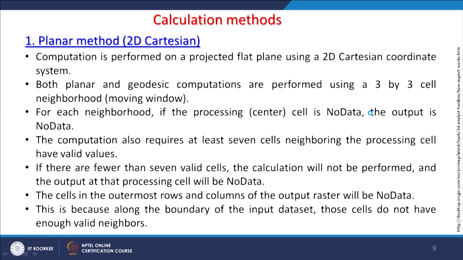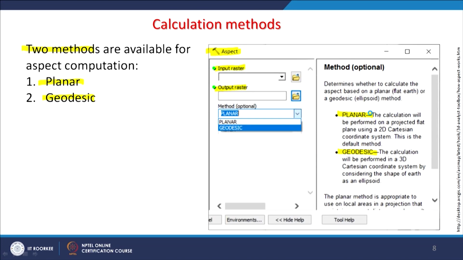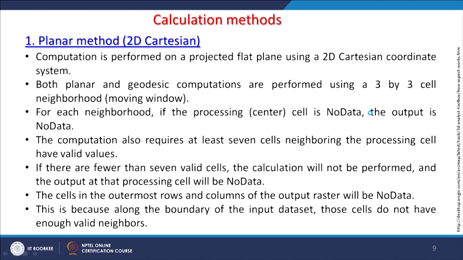So, what these will do, as you know also, the planar method is for 2D Cartesian and the other method, that is your geodesic method, is for 3D Cartesian. So, let us go for the 2D Cartesian discussion of the planar method, that this computation is performed on a projected flat plane using a 3D Cartesian coordinate system. I have already told you that aspect is calculated or measured on a flat plane, on a horizontal plane, not on a vertical plane.